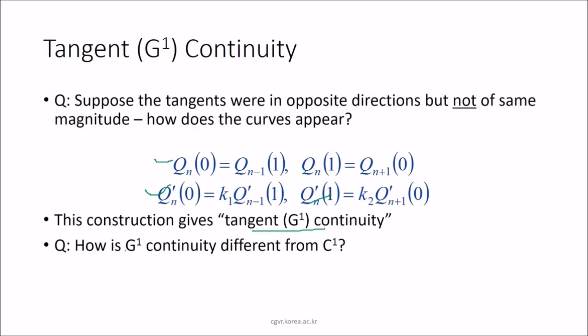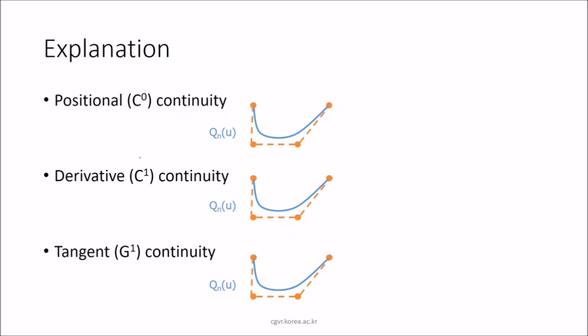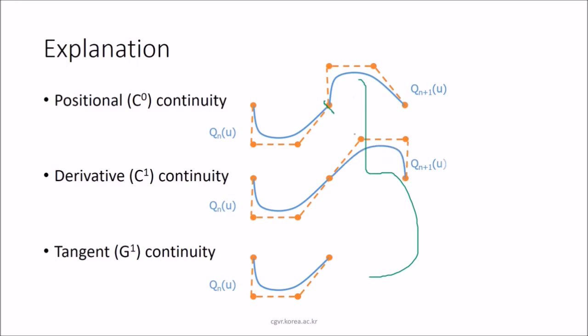And how is this G1 continuity different from C1, as we have seen? The explanation is, this is the position C0 continuity. This is the derivative C1 continuity. And this is the tangent G1 continuity. These are the subtle variations that give you C0, C1 and G1. See, this is the C0 continuity. This is continuous from here. This is C0 and this is C1 continuity. And this is the C0, C1, and this is the G1 continuity.